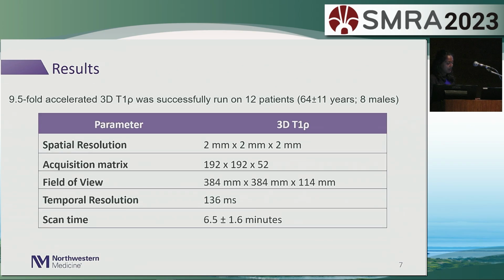These are some of the parameters that we achieved, with a spatial resolution of 2 millimeters isotropic and an overall scan time of around 6.5 minutes. The 12 patients that we added the scan onto were patients undergoing a clinically indicated MRI, so we were able to get native T1, post-contrast T1, and LGE maps as well.